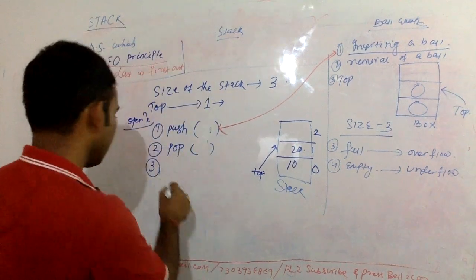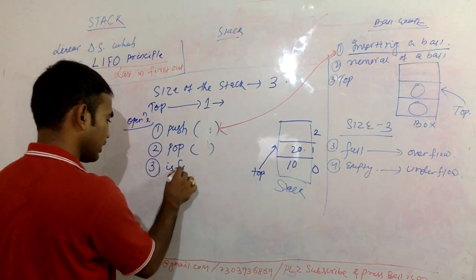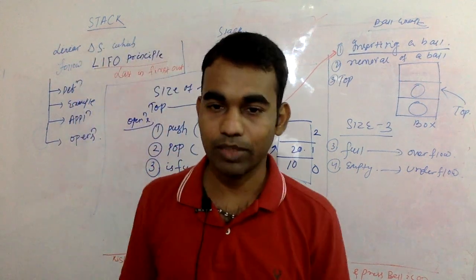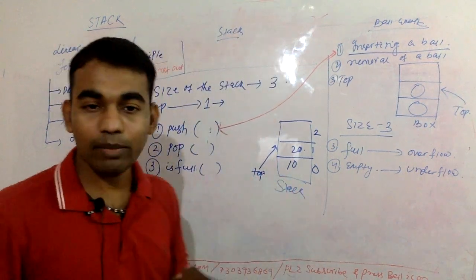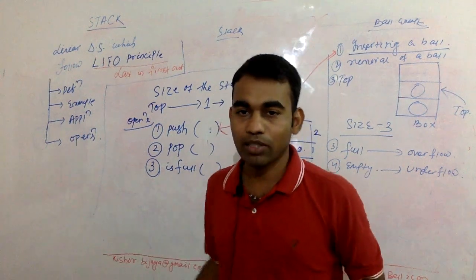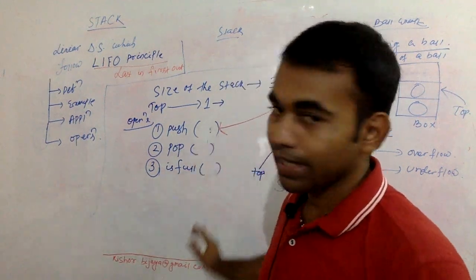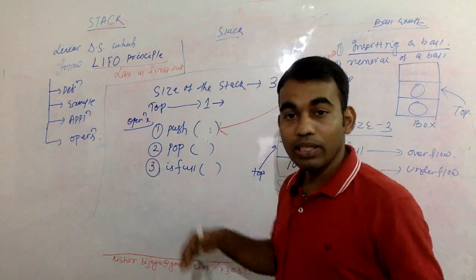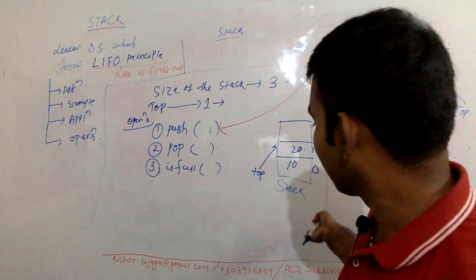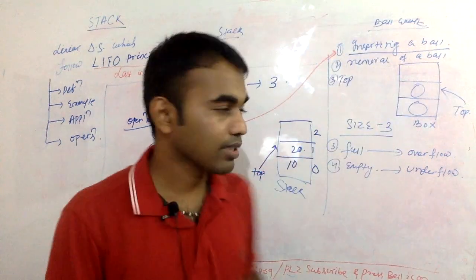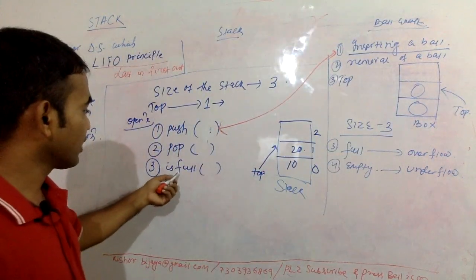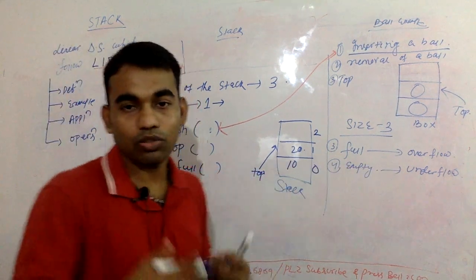Then the third point is isFull. What is this, a method or a mechanism? It will return a boolean. We will go for the implementation in the next class with a detailed explanation with the algorithms. But what is isFull? It will check whether the stack is full or not. If it is full, then it will return that the stack is full.